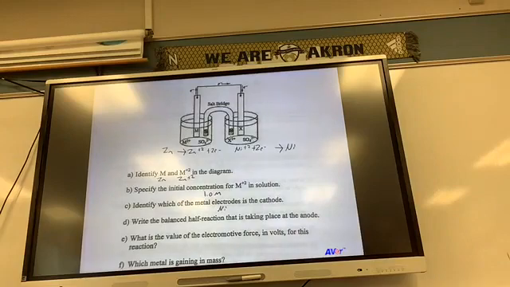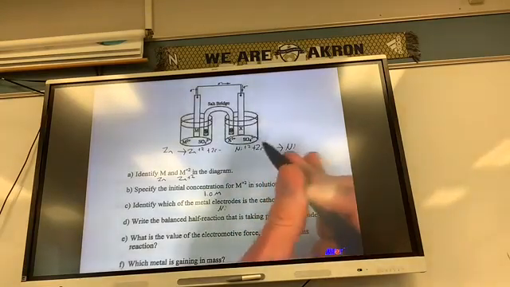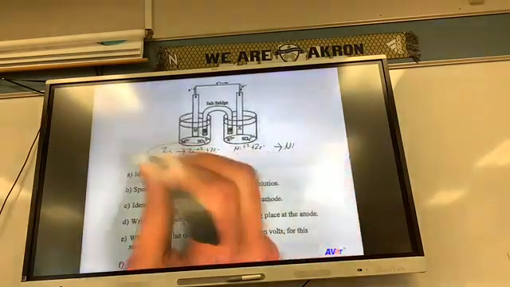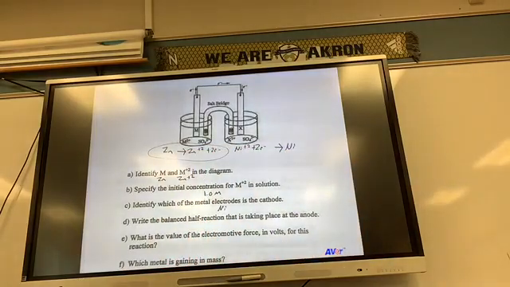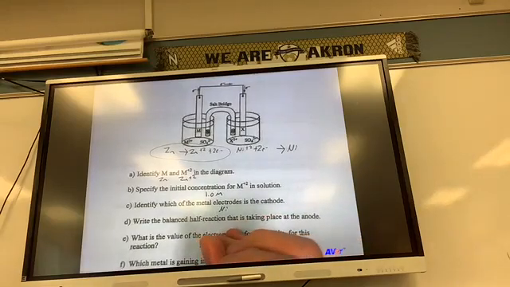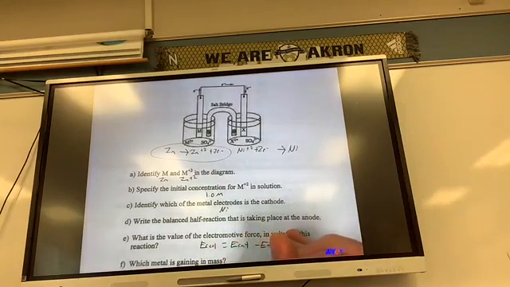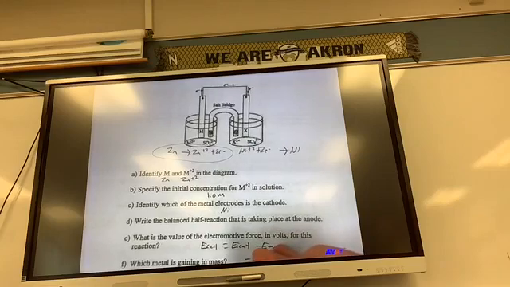Wait, it's already there though. At the anode. I already did it. So it's Zn plus 2. Just make sure you know which one is which, right? It's Zn. Yes. What is the electromotive force in volts for this reaction? I know that E cell equals E cathode minus E anode, which is equal to negative 0.23 minus negative 0.76 volts.